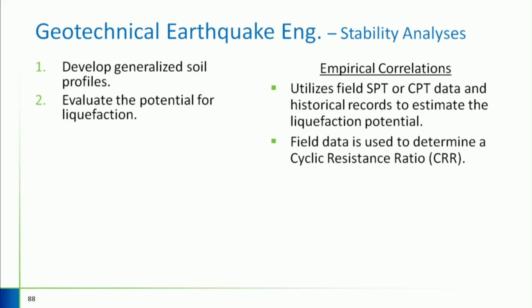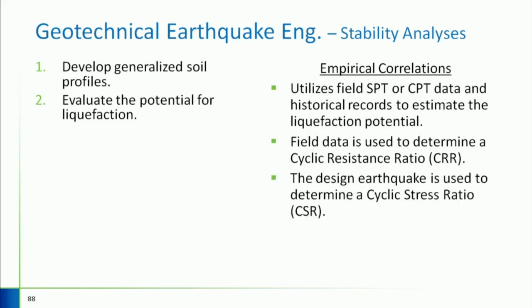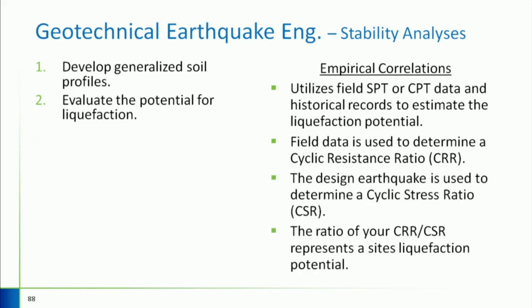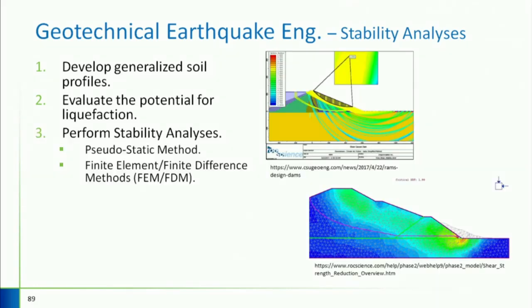So for the analysis, we determine a cyclic stress, whether it be a cyclic stress resistance, which we call a resistance ratio, so it doesn't have the same acronym, or a cyclic stress ratio that is inputted by the earthquake, and then we compare the two of those to determine the factor of safety or the likelihood that this is going to lose energy.